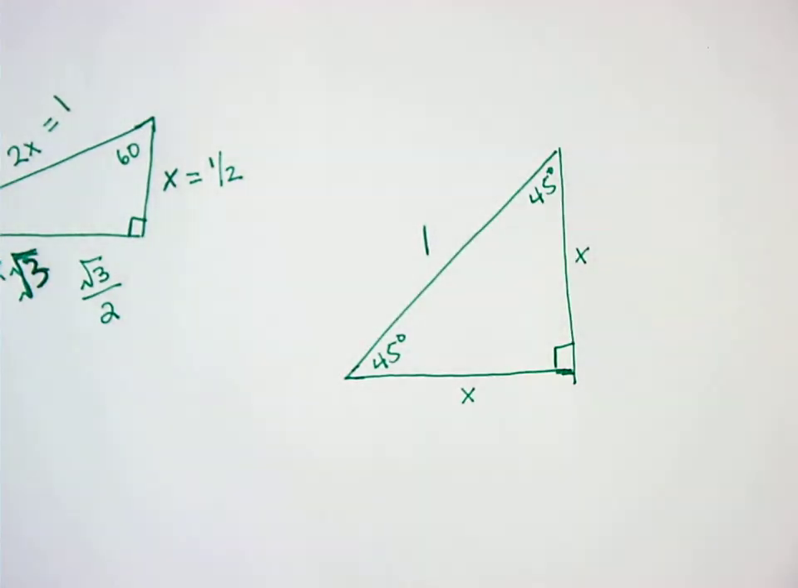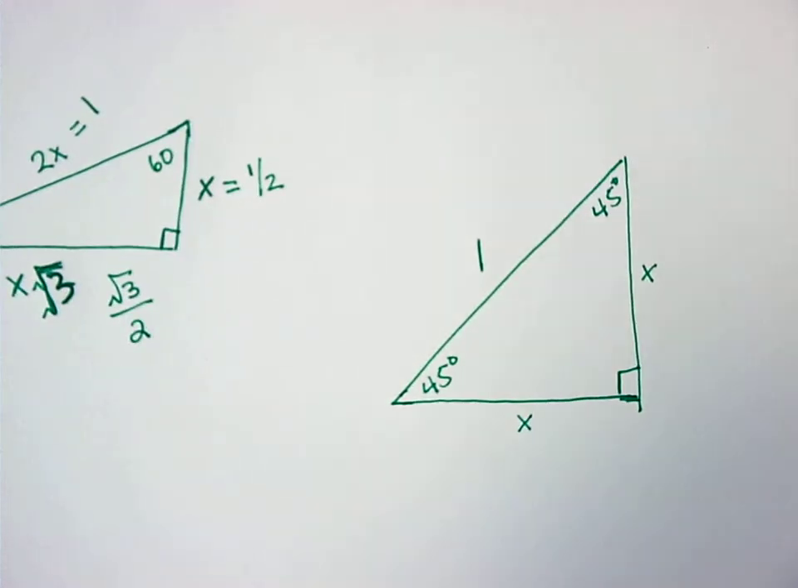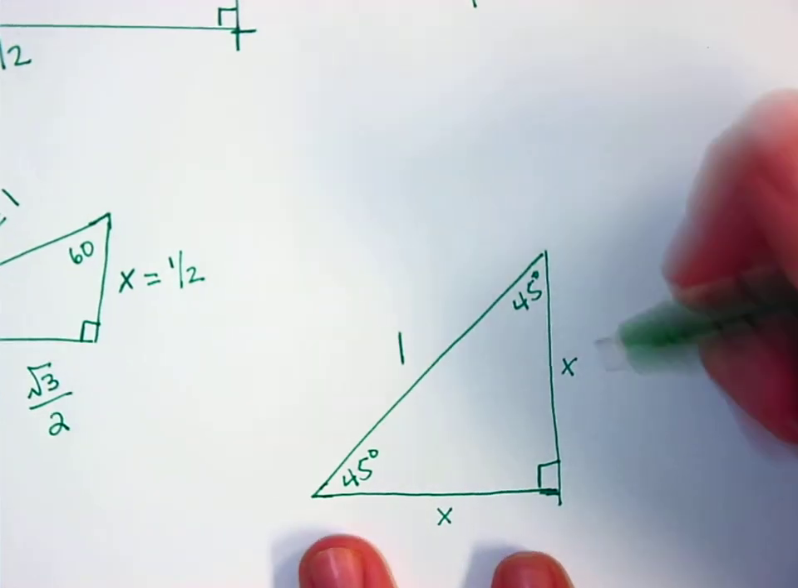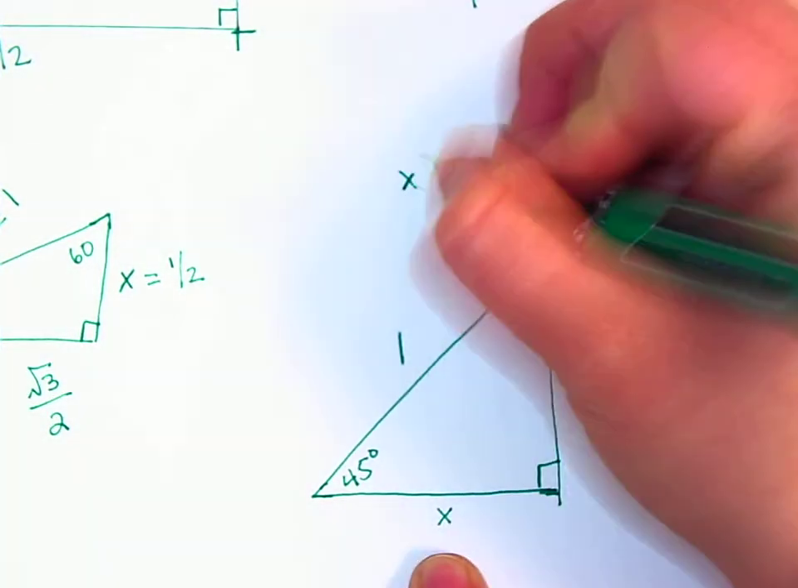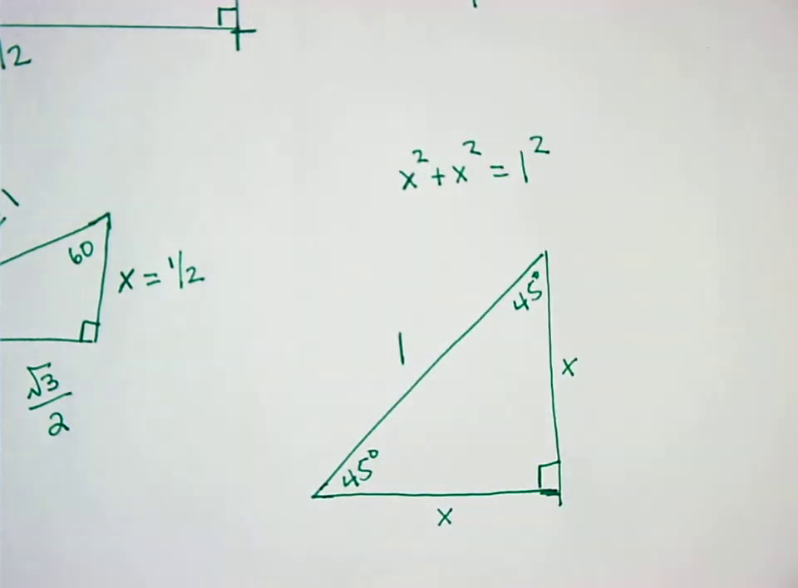Okay, all right. Anybody remember the rule for a 45-45 triangle? Well, luckily, we can totally figure it out with the Pythagorean theorem. So let's do it. a squared plus b squared equals c squared, right? It doesn't matter which side's a, doesn't matter which side's b. That's x squared plus x squared equals 1 squared. What's x squared plus x squared?